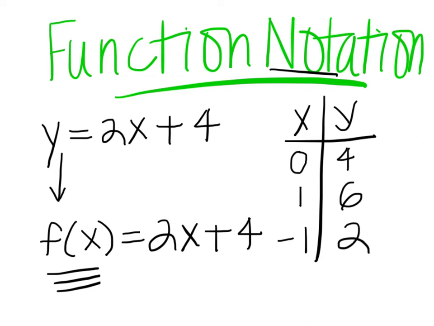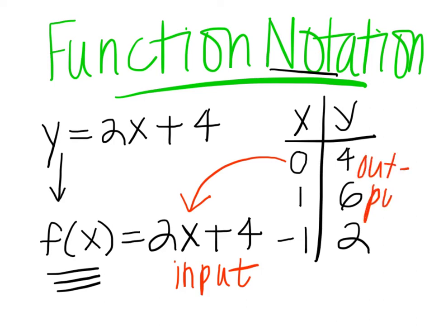So f of x sits in the same spot that the y does, and it's more or less just showing action, that you're actually plugging in the value of x, kind of like an input-output machine, and seeing what happens. So input with the x, and then the output over here with the y, or it might even say f of x up here. So don't let that confuse you when you see it written differently. It means the same thing.